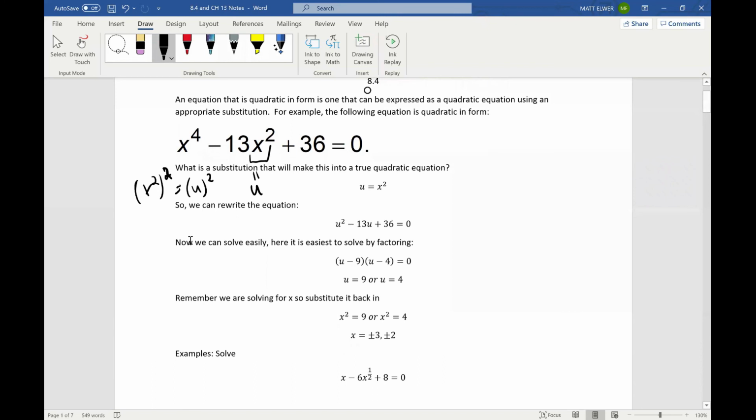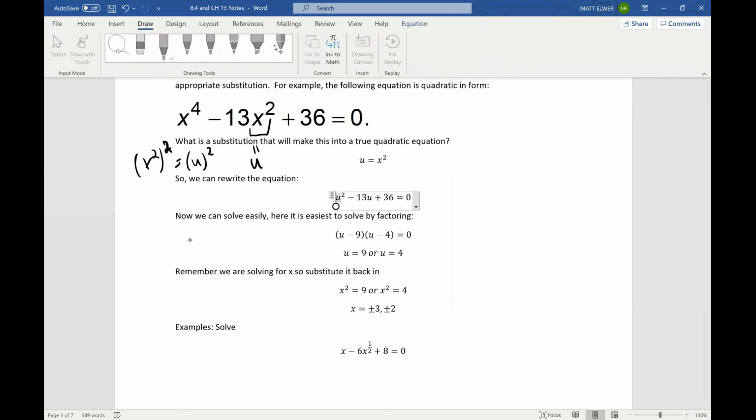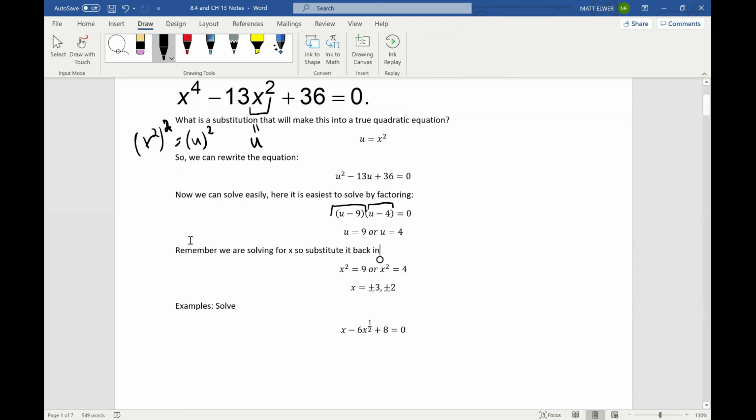And we can solve this by factoring, right? We could use the quadratic formula if you wanted, but I think the easiest thing to do is factor. So notice that this factors into u minus 9, u minus 4. And that just means that either the first part's equal to 0, or the second part's equal to 0. So we set them both equal to 0 and solve for it: we add 9 on both sides, or we add 4 on both sides. So we get u is either equal to 9 or 4, right?